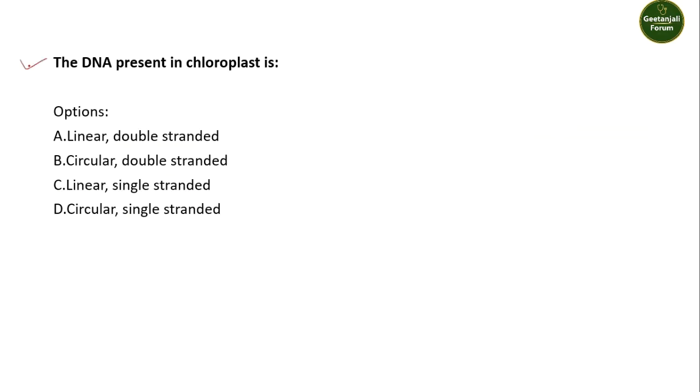The next question is about the DNA present in the chloroplast. The DNA is found inside it. What type of DNA is that? There are four options for this question. First option: linear double-stranded DNA. Second: circular double-stranded DNA. Third option: linear single-stranded DNA. And fourth option: circular single-stranded DNA. Now what is the answer of this question? The answer is B. The DNA found in the chloroplast is circular and double-stranded.